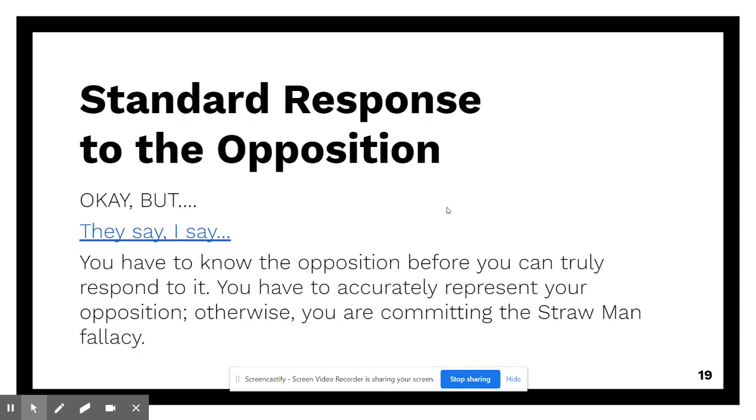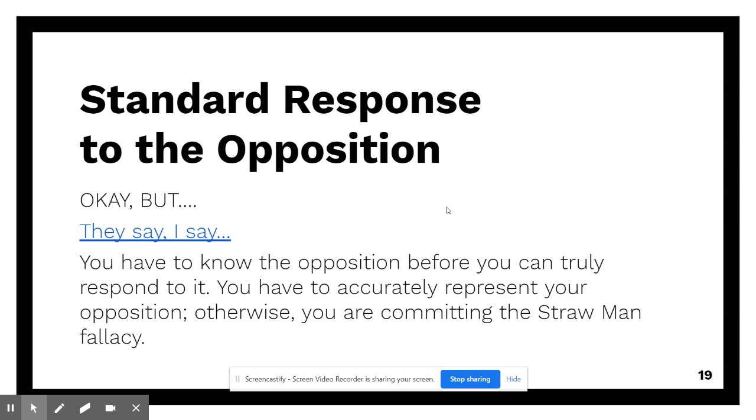So again, standard response to the opposition. Okay, but. So you have to first of all understand what the opposing side believes so that you can do that. And I'm going to show you a resource that I have linked here in just a second, but I also want to draw your attention to this last point. You have to know the opposition before you can truly respond to it. So you have to be able to accurately represent them.